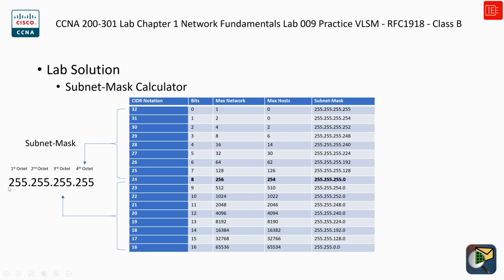So you can see this is the first octet, this is the second octet, this is the third octet, and this is the fourth octet. So if you would like to take a screenshot of the subnet mask calculator table, please do, because I want you to refer back to it when we go through the lab solution. And with that being said, let's dive into the actual solution of the lab.